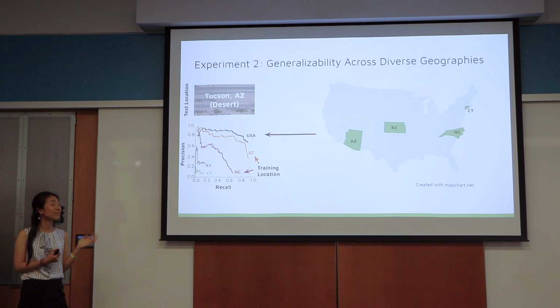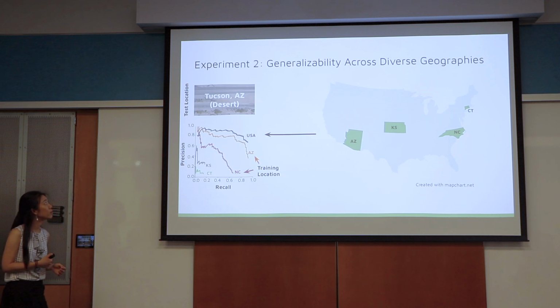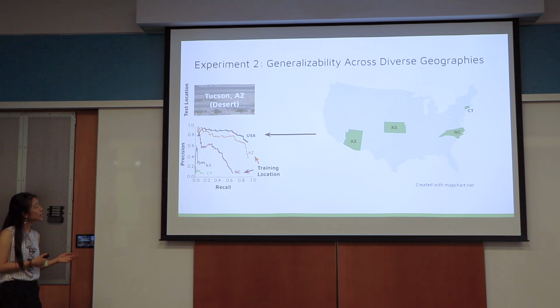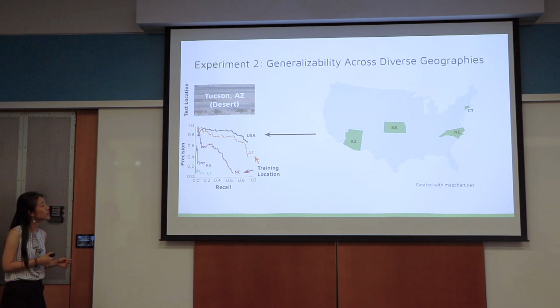So after training these 5 models, what we did was test on images from different locations. So here's an example where we test the model performances on images from Arizona. We can see here are 5 PR curves, which are evaluations of model performance that my colleague Ben has just talked about. We can see that the USA model has the best performance, and then comes the model trained on Arizona, and then the model trained on North Carolina, and then Kansas and Connecticut.